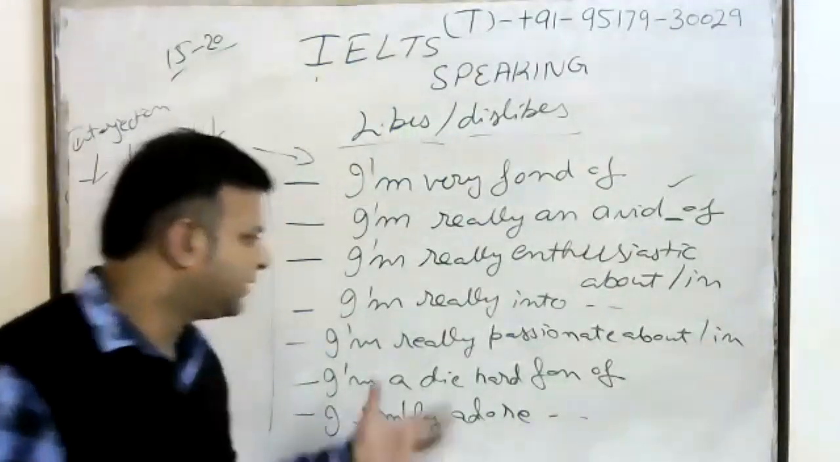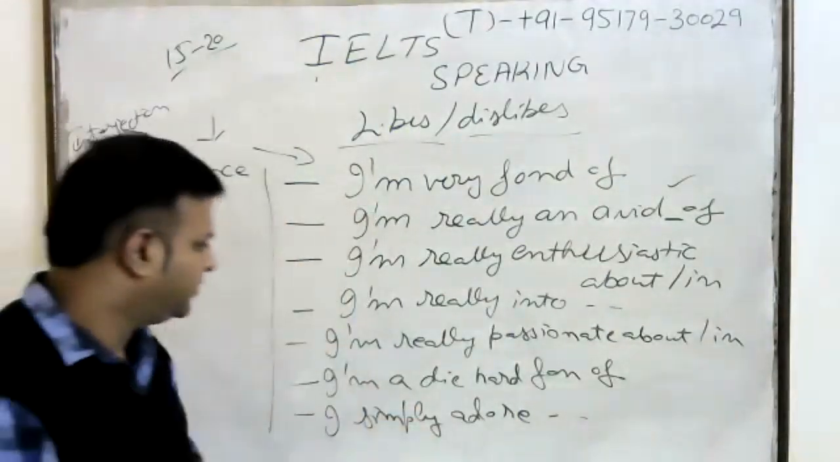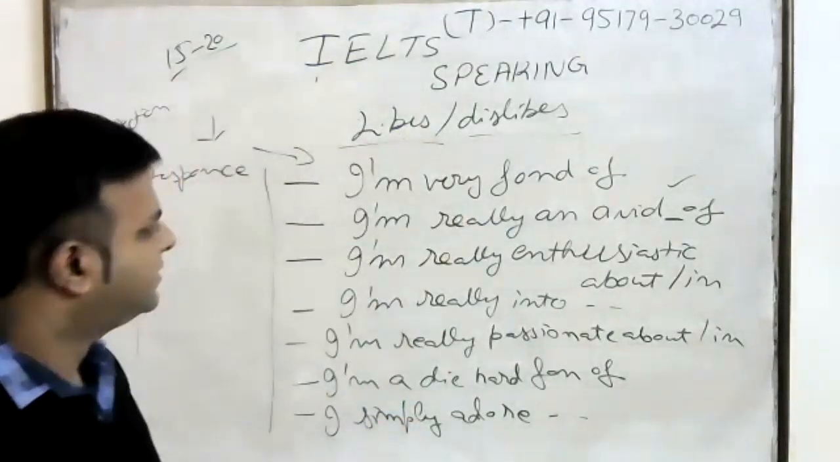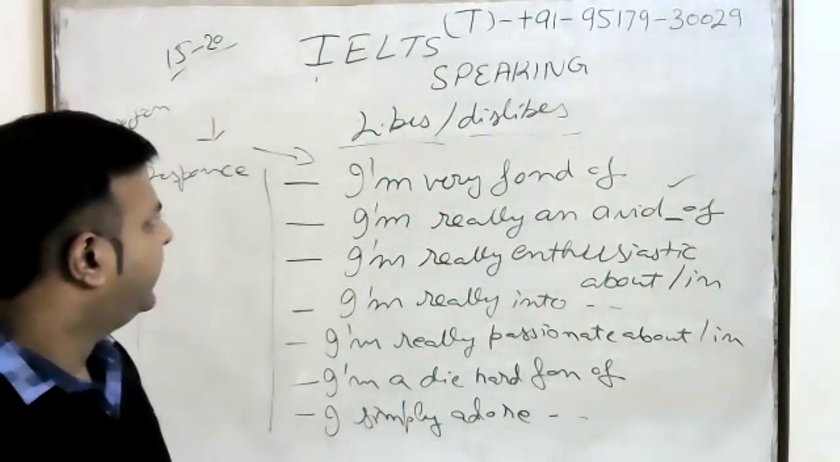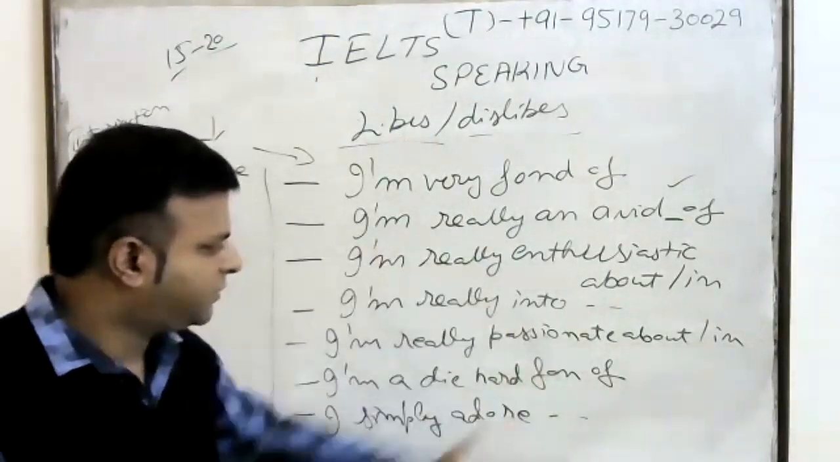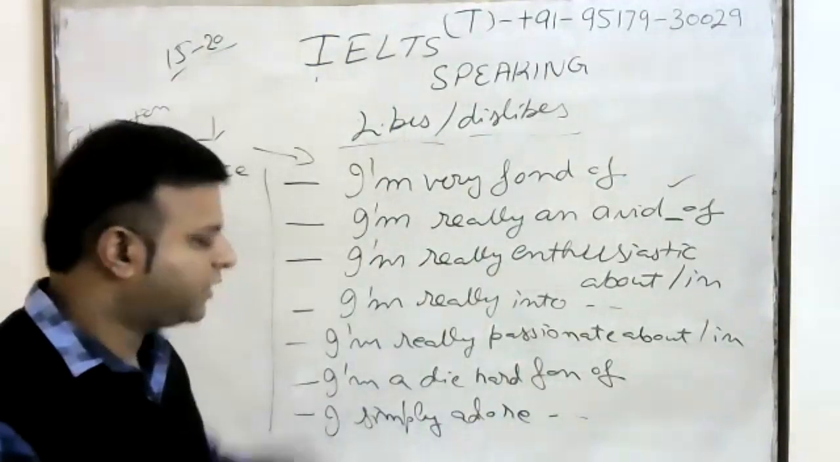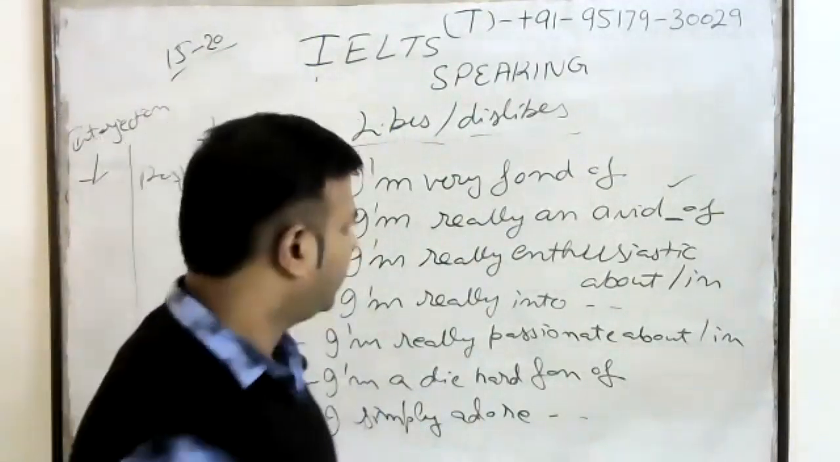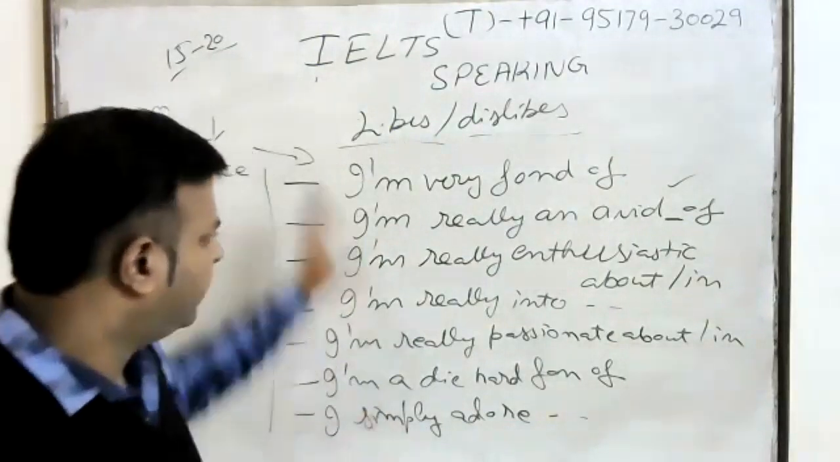Right. So this is how, sorry, it's just a light fluctuation taking place. Right. So this is how you can use your likes, dislikes, topics. Right. And you can also use these expressions in your cue card, your follow-up questions, or anywhere, wherever you have to talk about your likes and dislikes. Okay. So this is pretty much for today, right?